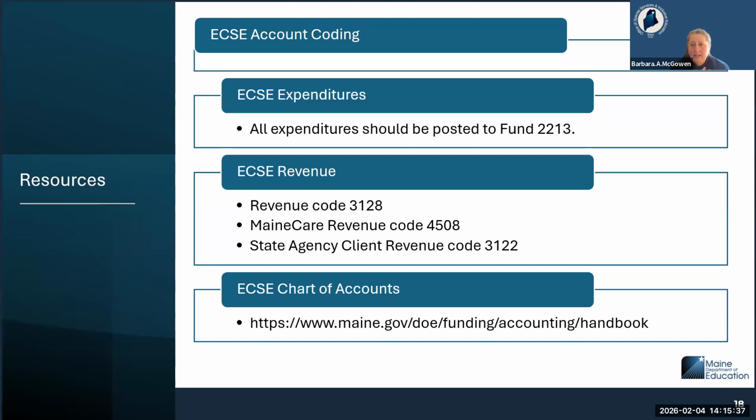And then there's state agency clients. CDS has many state agency clients that they bill the state agency client fund for. So your district is likely to have at some point a state agency client that you bill on the EFS 04. And so any revenue coming in for the pre-K students would want to come in through 3122.